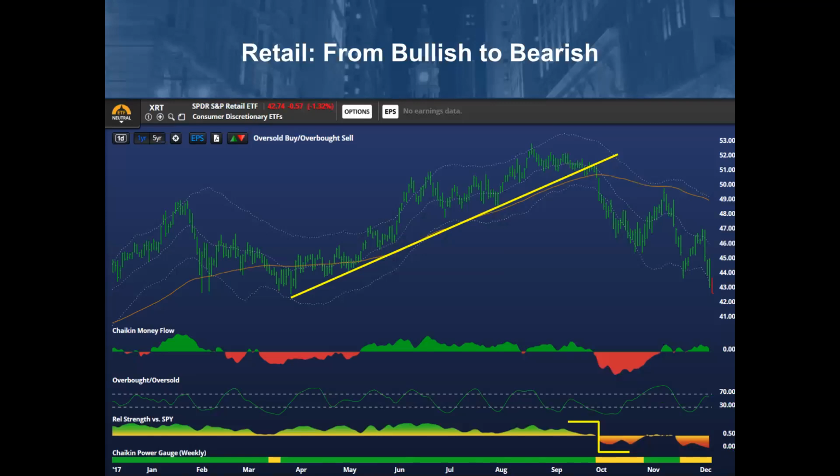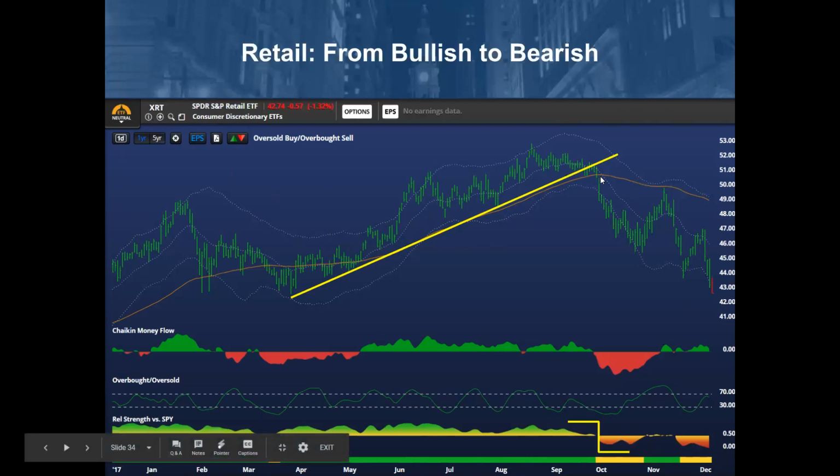One of our key themes for 2018 was bullishness on the retail space. And this is the XRT. It's the ETF that closely tracks the retailers. And you can see here, nice, steady uptrend throughout the majority of 2018 with plenty of opportunities to open positions in bullish names to the long side. You can see here the institutional investors were accumulating these names, and retail was outperforming the market. And at that time, our Chaikin Power Gauge ETF rating was on a bullish rating.